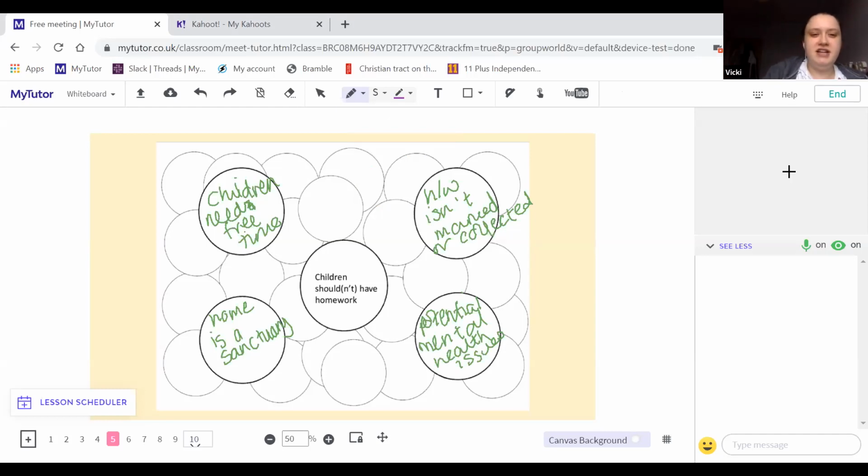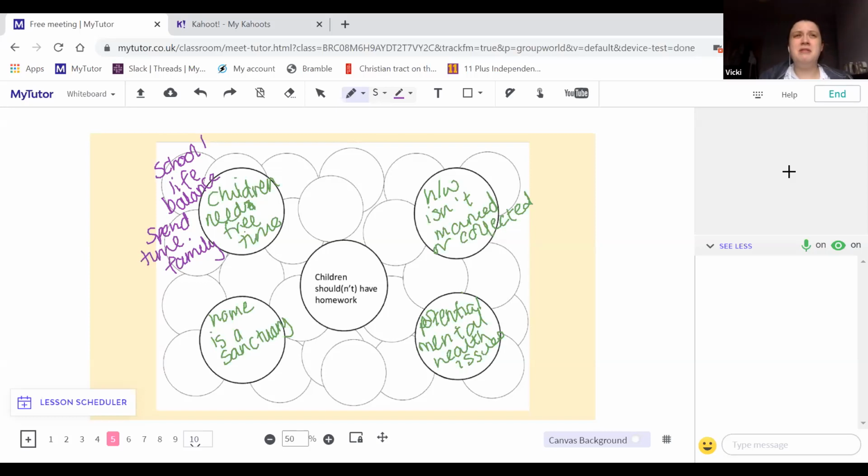So children need free time. Okay, so why do children need free time? I suppose we could say a school-life balance, or if you're an adult, and I use that term loosely for myself, a work-life balance. So that's one idea that could back up that point. We could say children need free time to spend time with family. We could talk about the positive effects of that, and issues that potentially go on at home.